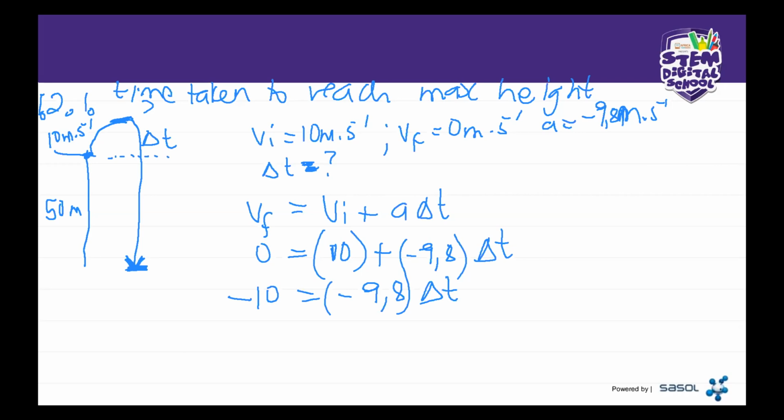Okay, so now to make change in time the subject of the formula, it's going to be minus 10 divided by minus 9.8. So already these two minuses are going to cancel each other out, and our change in time in this case is going to be 1.02 seconds. Okay, so this is our time taken to reach the maximum height.